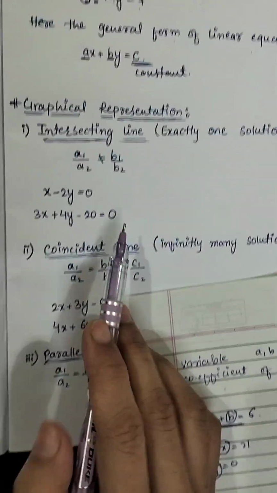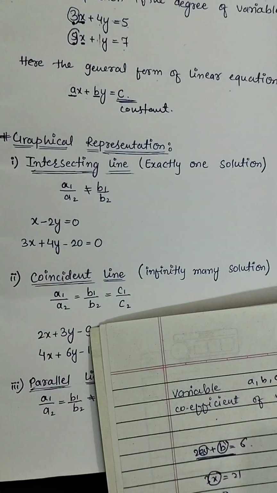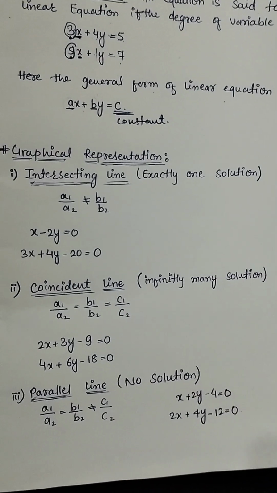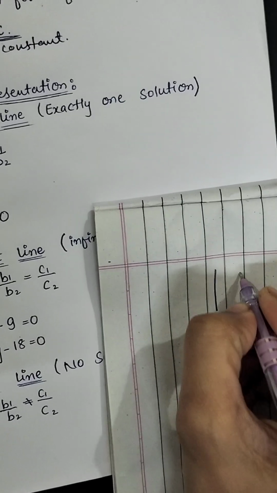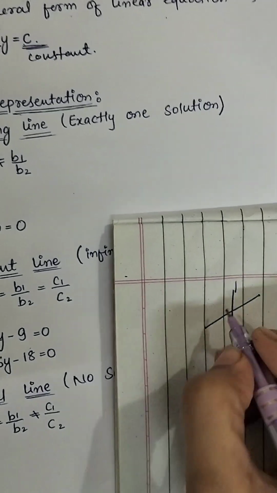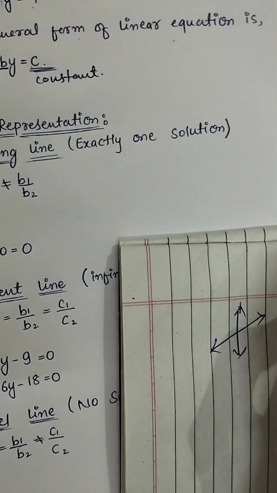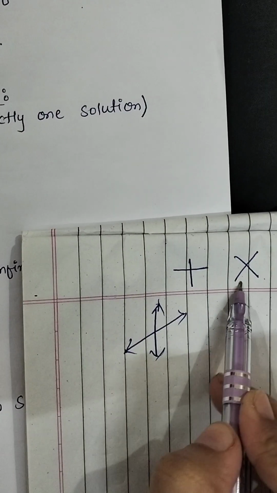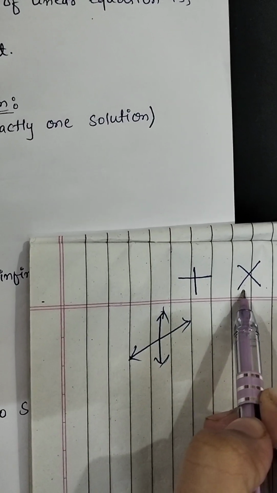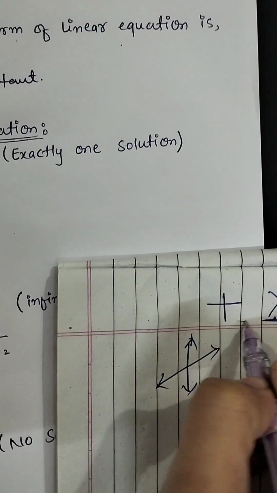Now some graphical representations. First, the graphical representation of a linear equation: intersecting lines. What is meant by intersecting lines? Do you know intersecting lines? Intersecting lines means the lines which divide each other, for example this type, x or plus.